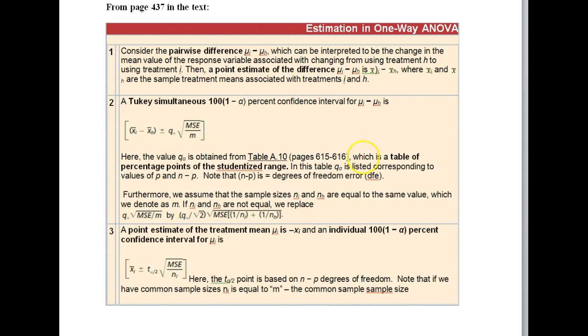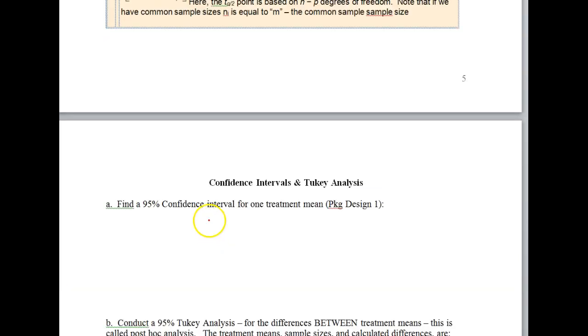Okay, so this is our Tukey confidence interval. So this is the confidence interval for comparing two treatment means. And then this is our t-based point estimate confidence interval. So essentially just something that we would have done kind of in chapter 9 or 10 or even 8. Okay, so we're going to use these formulas and we're going to calculate some numbers.